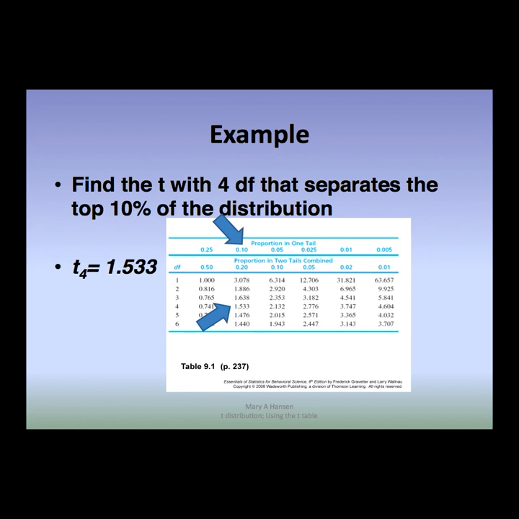As another example, find the t value with 4 degrees of freedom that separates the top 10% of the distribution. In this case, we need the one-tail proportion of 0.10. We are trying to separate the top 10% of the distribution from the remainder. The t, we are told, has 4 degrees of freedom, so we will look in the 4 row and the one-tail alpha of 0.1 column to find the t critical value of 1.533. This t value is positive because we are looking for the score that separates the top 10% of the data out.